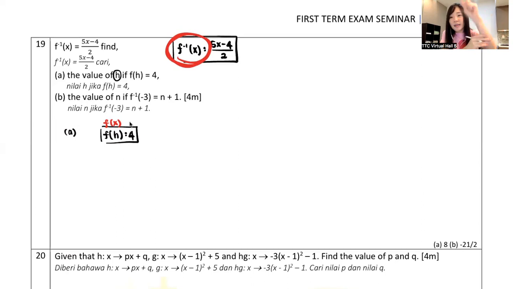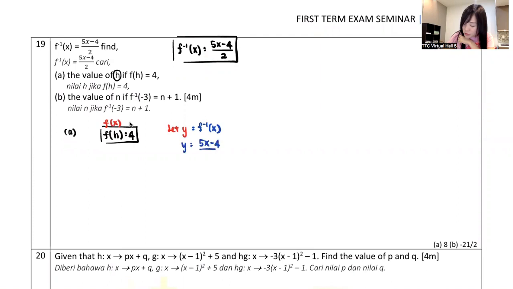If you want original to become inverse, use let y. If you want inverse to become original, you still use let y. Because let y is not a method for original to become inverse. Let y is a method to flip something. As long as you want to flip something, you use let y. So that's the reason I still use let y. Then we let y equal F inverse x, because now we plan to flip the F inverse x, right? So my F inverse x is 5x minus 4 over 2.